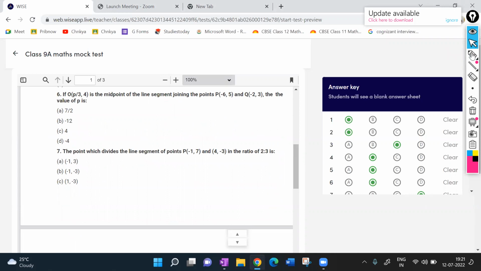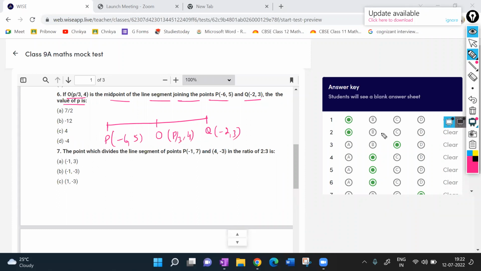Now sixth question. If O is the midpoint of the line segment joining the points P and Q, then the value of P is what? Look at this here. There is a point called midpoint. P is given as (minus 6, 5), Q is given as (minus 2, 3), and there is a point called O, which is a midpoint, (P by 3, 4) given here.